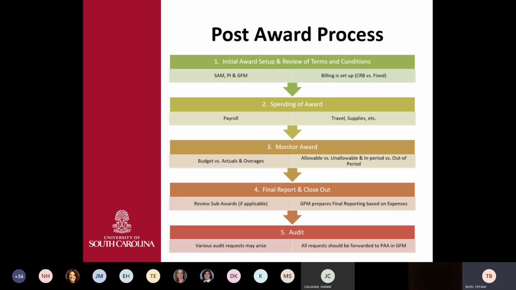We always kind of try to foot stomp this. If you're going to be audited, it's simply a matter of when. We get various audit requests, and we just want to remind you guys that if you should happen to receive one of those requests, whether it's a desk review from an external sponsor, that you loop us in as soon as you receive those.